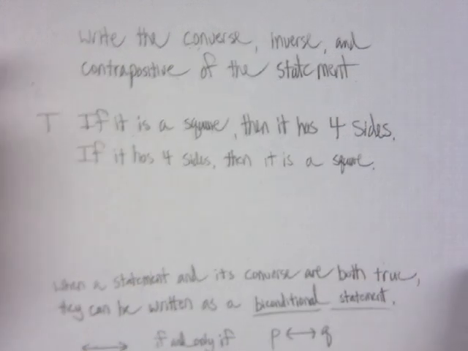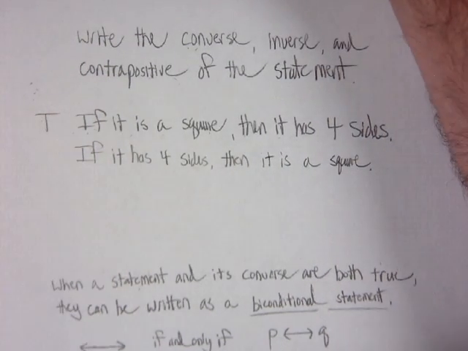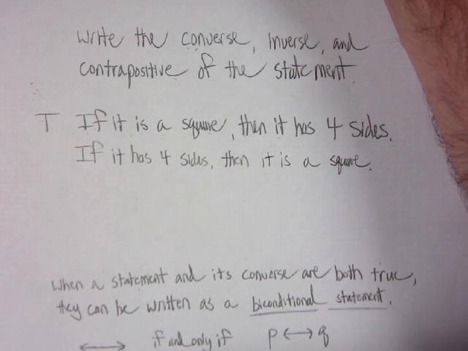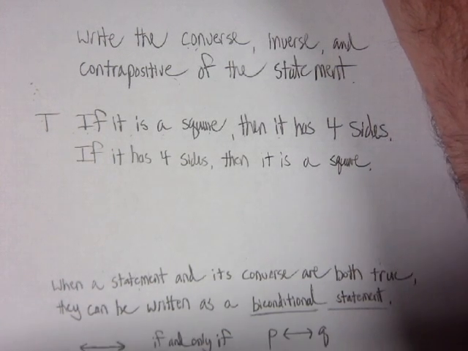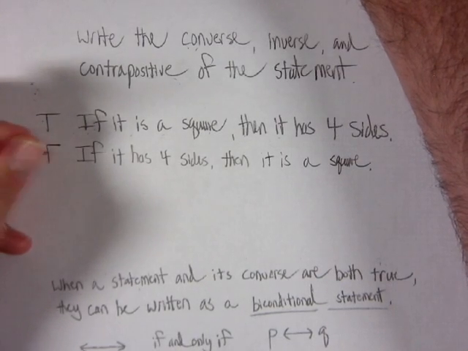Okay? So if you have a rectangle, if the sides are not all the same length, then it would not be a square. So a rectangle would be a counterexample. A rhombus would be a counterexample. A trapezoid has 4 sides. So there's several counterexamples to show that that statement is false.